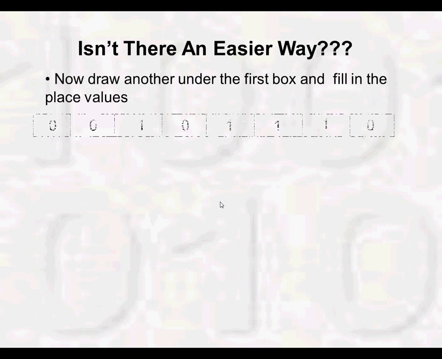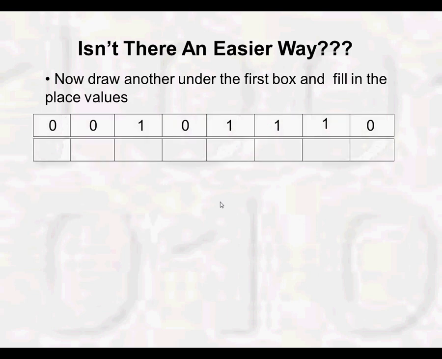Once you've done that, you're going to draw another box under the first one and fill in the place values for each digit. So again, we know this is the 1's column, the 2's column, the 4's column, 8, 16, 32, 64, 128, and I could keep going. I could go 256, 512, and so on, okay, if I wanted to do so.